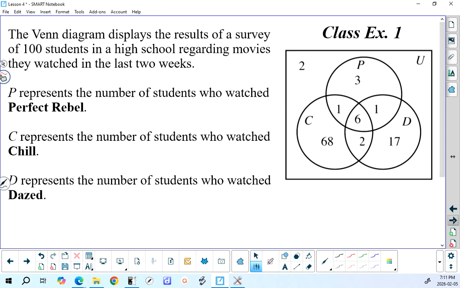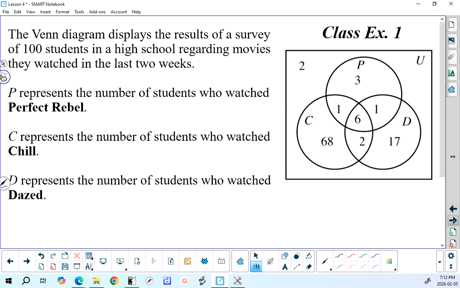There's a Venn diagram that's displaying the results of a survey of 100 students. Now I just want to pause here for a second and remind you that when numbers are in a Venn diagram and they are not followed by a dot or a period, then those numbers represent how many items are in the set. So that number 6 in the dead center of this Venn diagram is telling us that there are 6 students in that region.